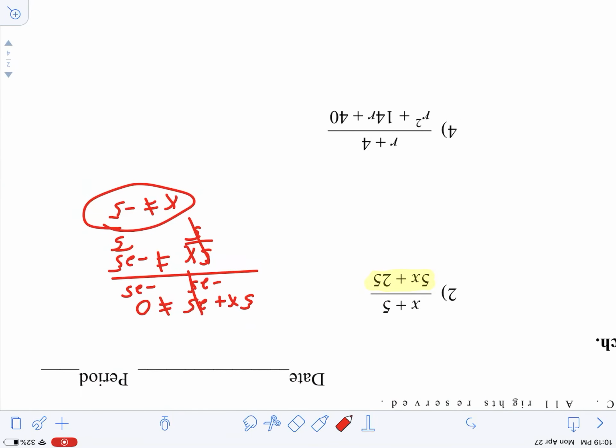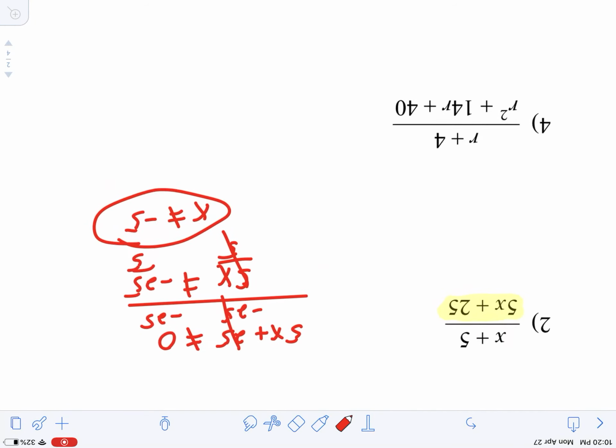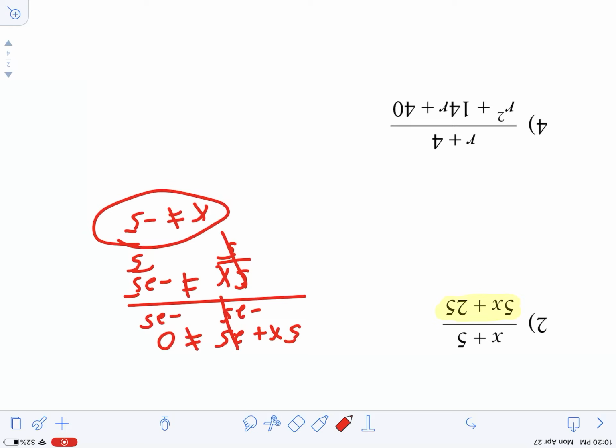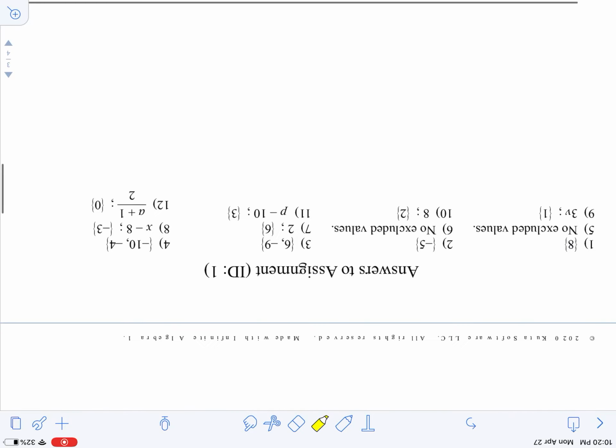Okay, I will tell you that for years I taught out of a book where they said restricted values instead of excluded values. So I'll probably slip up, but whatever, same thing. So the excluded value for number 2 is negative 5. X can be anything in this expression. You can plug in any number you want except for negative 5. And that's all we're finding here. I'll do what I normally do and check number 2 just to make sure, and there it is.